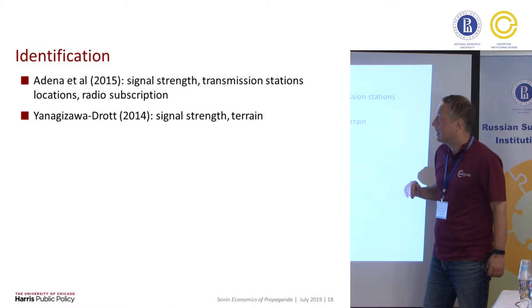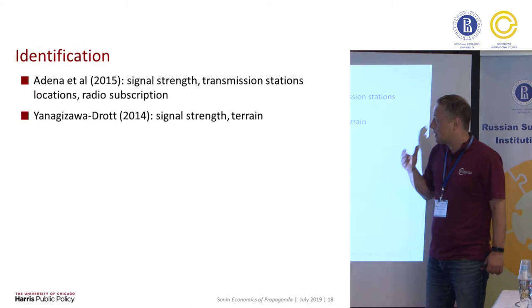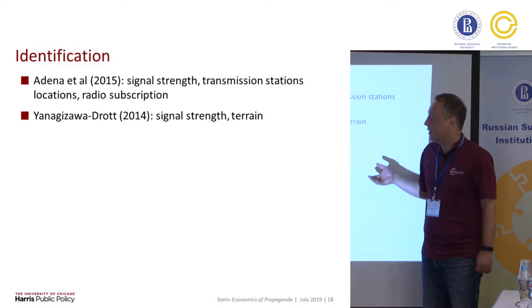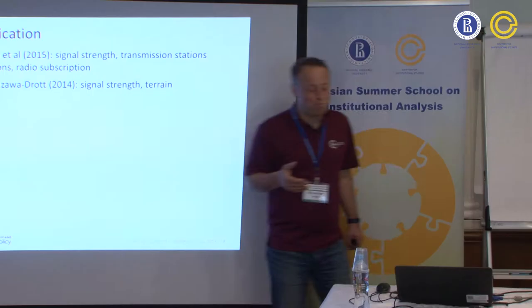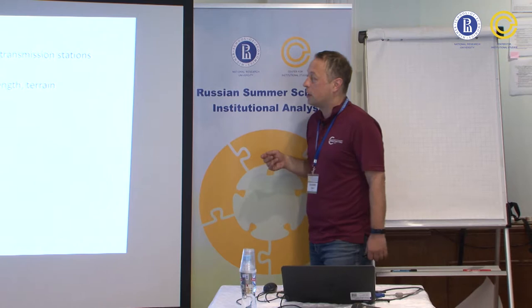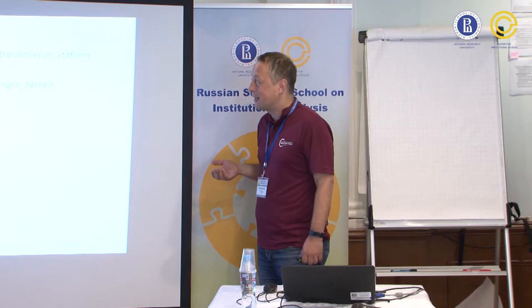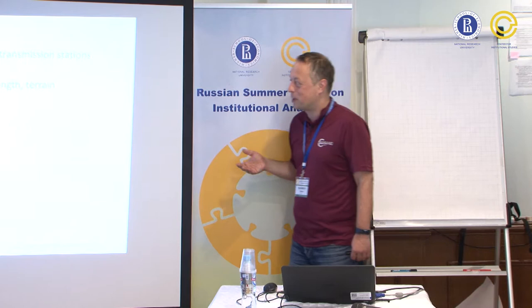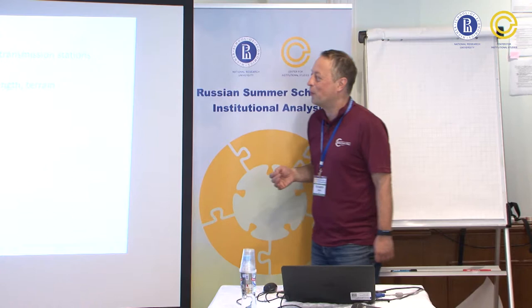So basically, there are two major papers, and I'm going to talk about this paper in more detail, and I'm not going to talk about the Yanagizawa-Drott paper. But in both cases, they used a variation in something which was totally exogenous to establish that there is an impact of propaganda. So in Adena et al., it was about Nazi propaganda. They used the exogenous variation in signal strength in the transmission station locations. They used the data on all Germans' radio subscriptions. Of course, this should have been a very special country like Germany that still has records of all the radio subscriptions in the early 30s and early 20s.